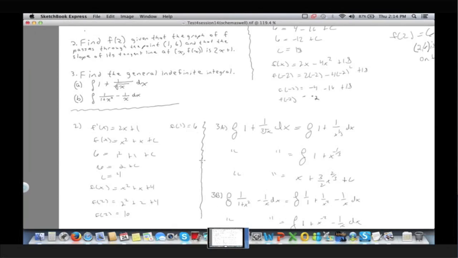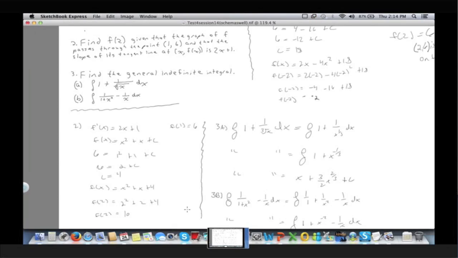And then we were able to plug that in to our new expression for f of x. 6 equals 1 squared plus 1 times c. So it looks like c is 4. And then you plug that in to get the more specific antiderivative, x squared plus x plus 4. And then you had to figure out f of 2. So let's see, 4, 6, 10. Okay, good. So what you ended up with was f of 2 equals 10.